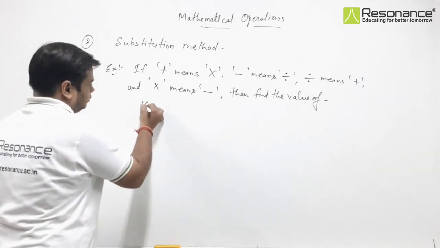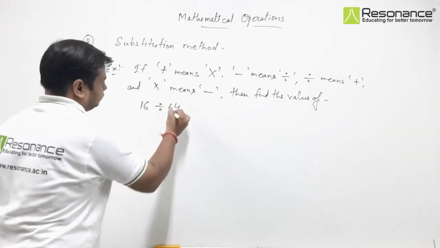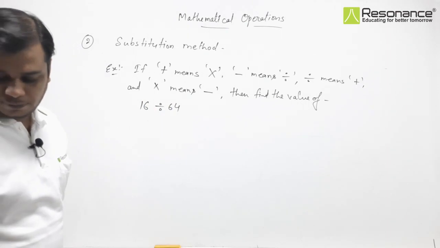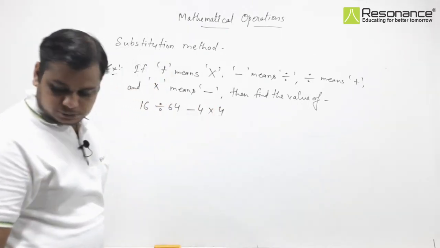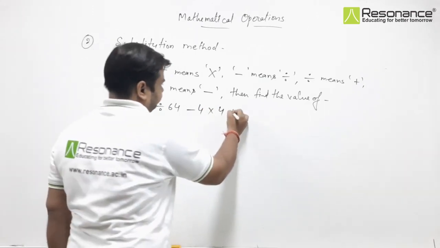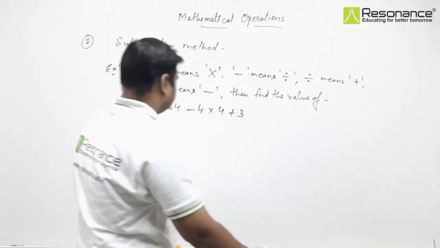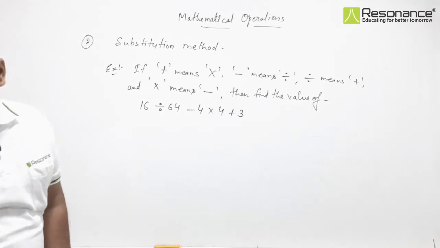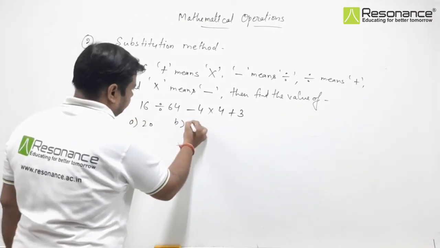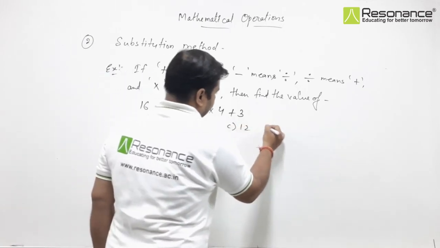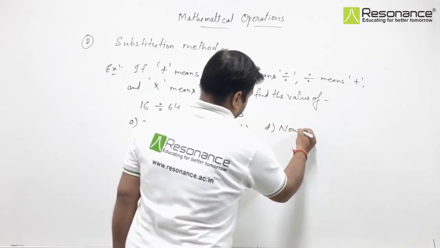16 divided by 64 minus 4 multiplied by 4 plus 3, and the options are 20, 52, 12, none of these.